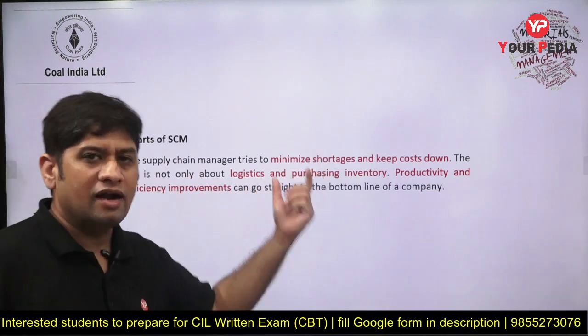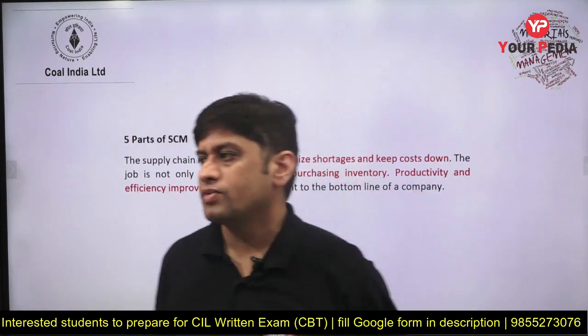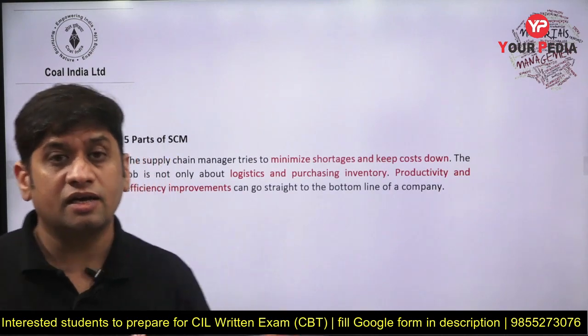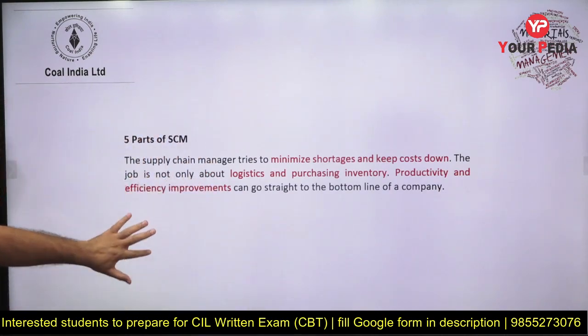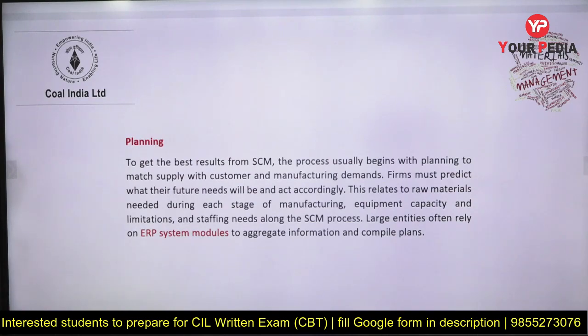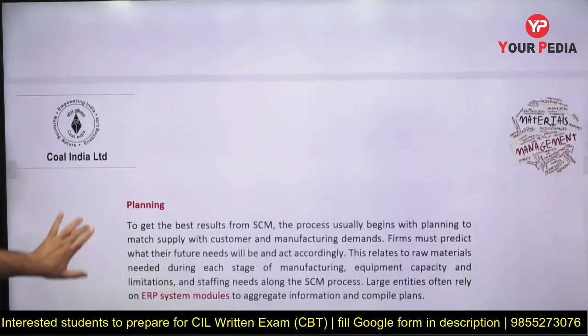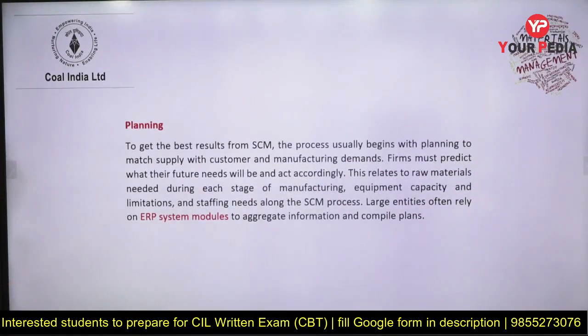Not only this, ultimate objective of any organization is to increase the productivity and profitability, and to enhance the quality of service to the customer. Now, what are the 5 main objectives of supply chain management? If somebody asks you what are the 5 parts of supply chain management, first part is planning. Planning is very, very important, and in the planning only these things help you.